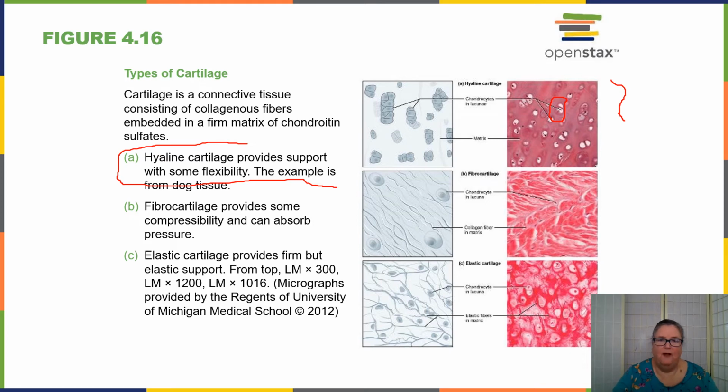Then we've got fibrocartilage, which is somewhat compressible and can absorb pressure. This will be found in the discs in our spine. It does have a different look from the hyaline cartilage. Elastic cartilage looks a little bit similar to the hyaline cartilage, but with the addition of fibers in it. All right, we can see some fibers there.